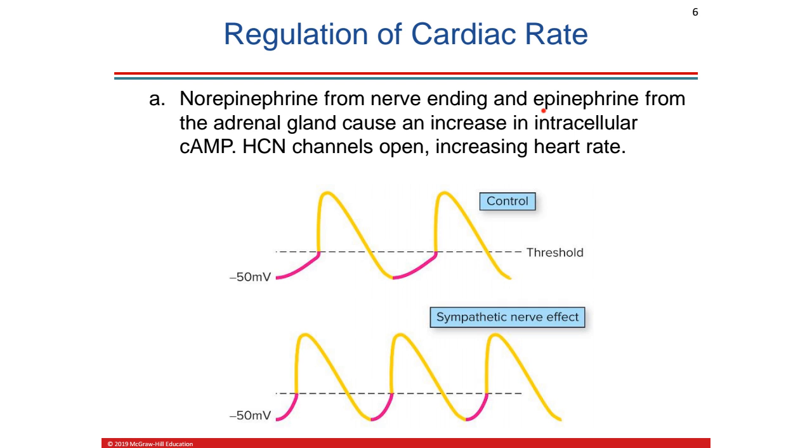I should mention also that epinephrine released from the adrenal glands will also cause an increase in intracellular cyclic AMP. So in a sense, we have two types of control here. One is neuronal, via the release of norepinephrine directly at nerve terminals on the sinoatrial node. And then we have a hormonal effect of epinephrine being released from the adrenal glands.